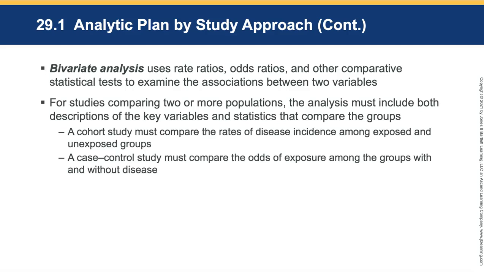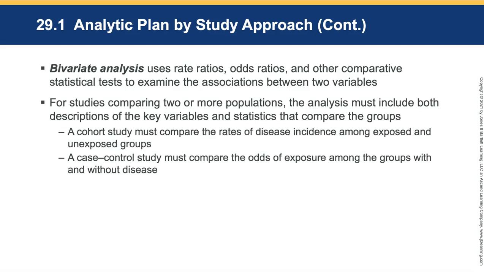Analysis has to include both the descriptions of the key variables and the statistics that compare the groups. So the descriptions of the key variables would give us univariate analysis, right? If we have two different groups, we have to describe each of those groups. And then our statistics can compare those two groups. And when we talked about our different case studies, there were some that had comparison groups. Those were the case control study, the cohort study, also the experimental study. They had more than one variable, two variables.